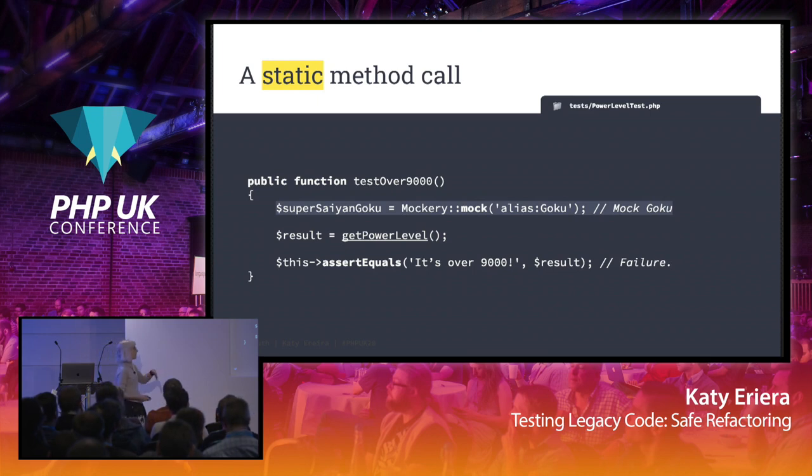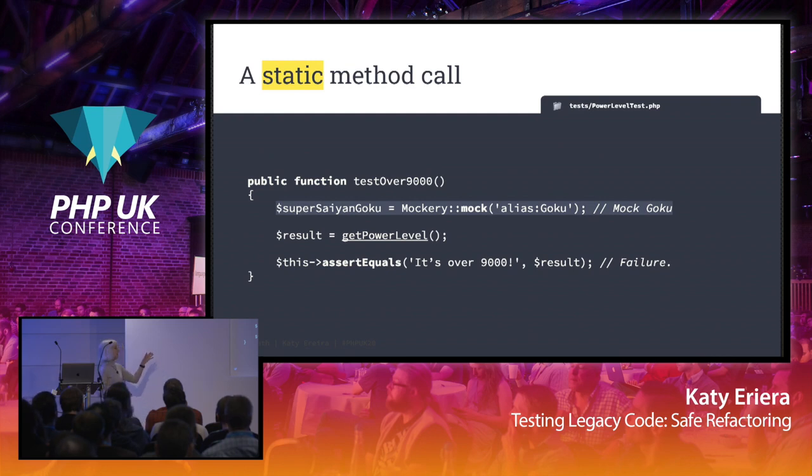So we're going to create our Super Saiyan Goku using Mockery mock alias colon and then Goku's class name. The problem with aliasing is that it completely overrides the classes that already exist in your application. So you can only create an alias if your class hasn't already been loaded, for example, via auto-loading, which is why you can't use the colon class magic thing. You actually have to type the fully qualified name in the alias.